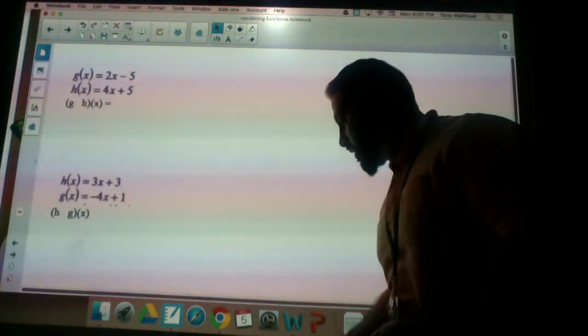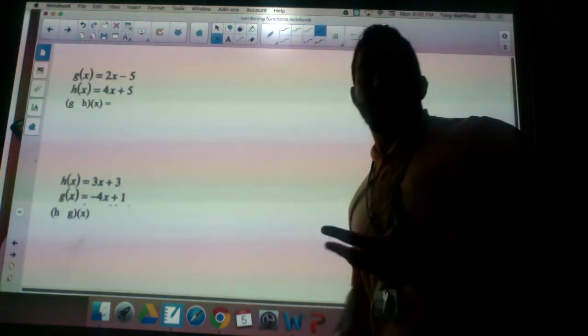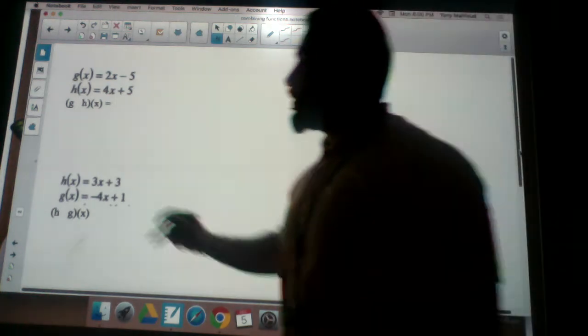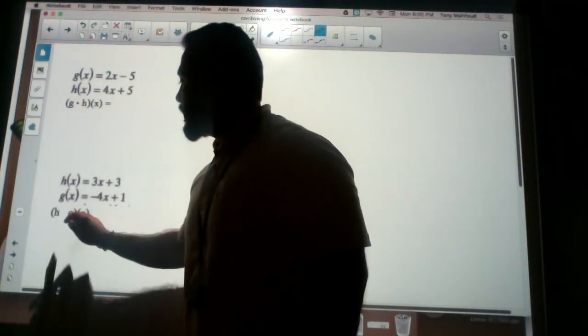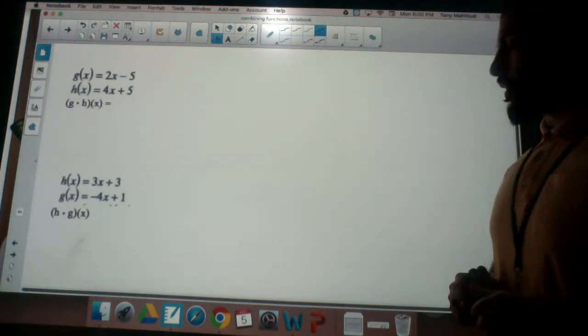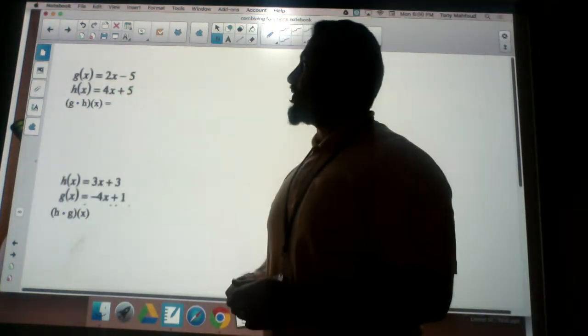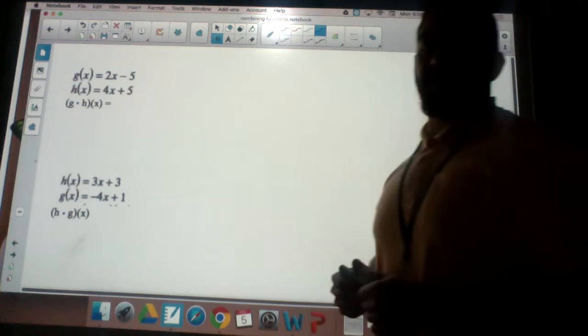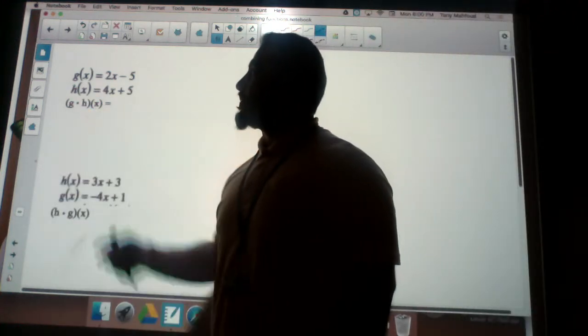Alright guys, so what we're going to be talking about in this video is how to take two functions and multiply them together. So if you notice on your paper there was a little typo and didn't put the little multiplication point in there, but that's a multiplication right there. So what I have is g of x equals 2x minus 5 and h of x equals 4x plus 5. Now what I want to do is I want to multiply them together.